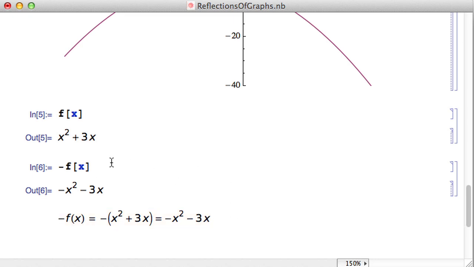But algebraic symbolically, it's just minus f of x. How you actually do the evaluation is right here. And you have to know how to do that by hand, because this happens a lot, where you take a function's definition and you manipulate it. We need to be comfortable doing that by hand.